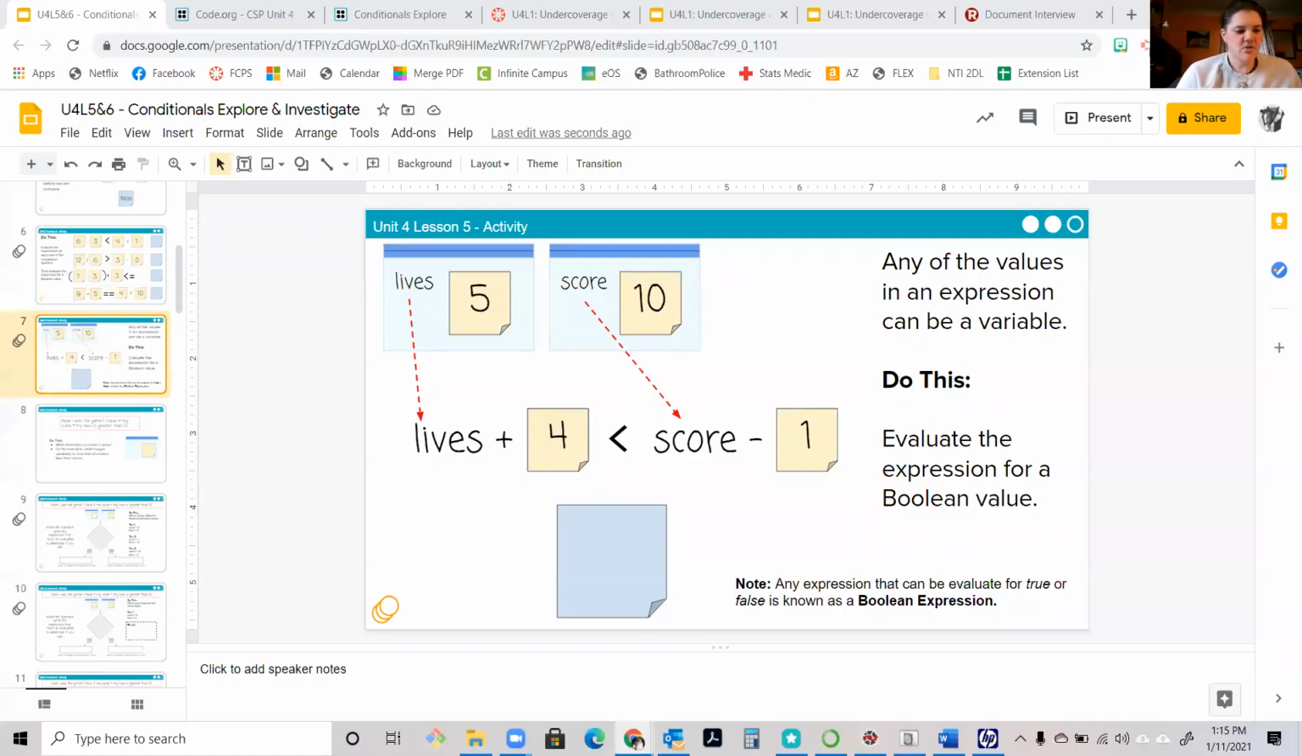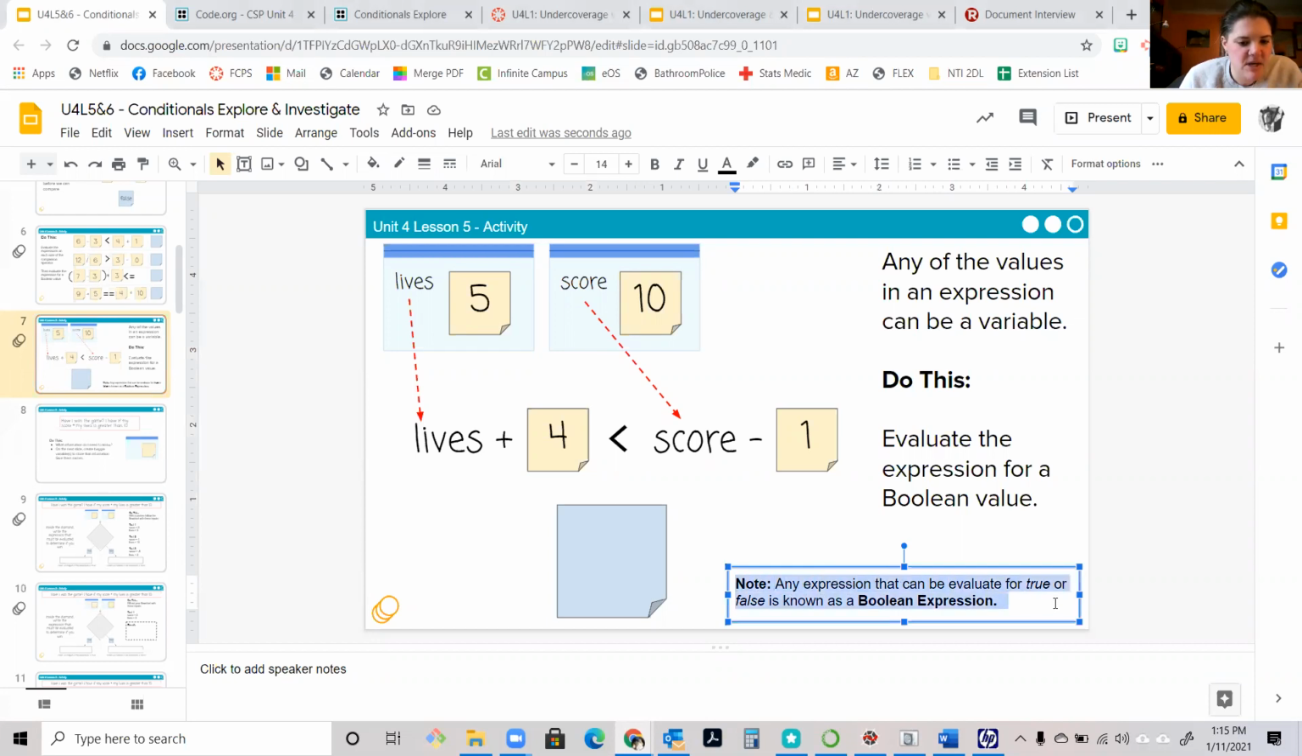Now, we can use variables in our Boolean expressions. Down here at the bottom, a note about the vocabulary. Any expression that will evaluate to true or false, so will give you a Boolean as its output, is known as a Boolean expression. So here we have the variable lives, which contains the number 4, and the variable score, which contains the number 1.